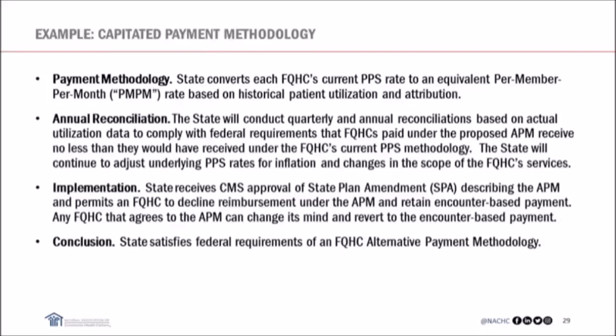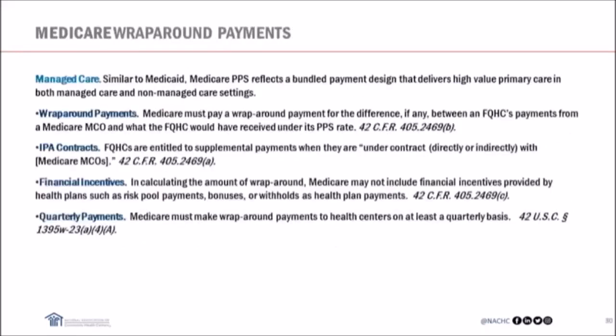A state can also direct the managed care companies to convert that PPS rate to a PMPM, like they do in Washington State, and have the health center receive their PPS rate in the form of a PMPM. But under all circumstances, a state continues to have an obligation to conduct some kind of annual reconciliation to ensure a health center has received at least the amount that they would have received under traditional PPS for every encounter.